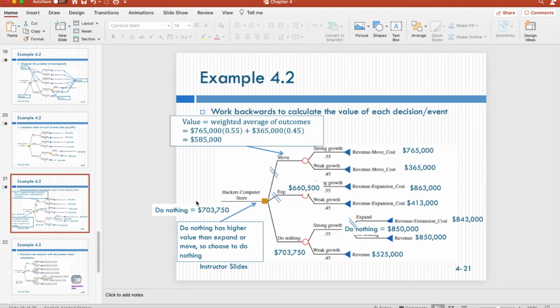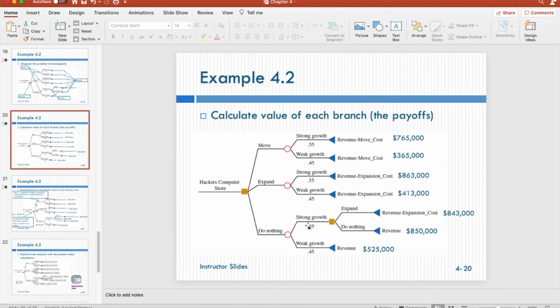Now let's look at the third one. The third one looks a little bit complicated, but we already know that for the weak growth the revenue is 525,000. For the strong growth, if I decide to expand, the profit is 843,000. But if I decide to do nothing, the final profit will be 850,000. You see, either expand or do nothing, this is exactly under your own control, right?